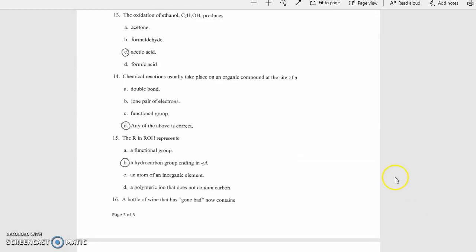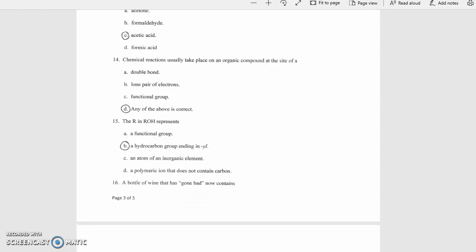And then the chemical reaction that usually takes place on an organic compound is at the site of any of the above is correct. A double bond, a lone pair of electrons, a functional group, any one of those is where you can design an experiment so that that's where the reaction takes place. R and the ROH is a hydrocarbon group ending in YL, like a methyl, ethyl, propyl, whatever, right? That's what that means. Okay, so the answer there was B.